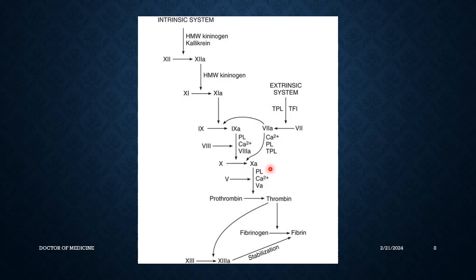Then factor 10 will also require the presence of factor 4, which is calcium, platelet phospholipids, and activated factor 5 in order for it to convert prothrombin to thrombin. So I usually say factor 9 requires factor 8 because 9 and 8 are next to one another. Okay, so remember that 9 requires 8. Factor 10 requires factor 5 as its cofactor. These two, they love each other because they are both multiples of 5. Okay, we also need factor 4, which is calcium.